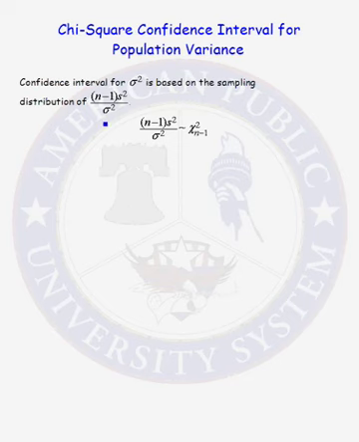of not sigma squared, but it's based on the sampling distribution of the quantity n minus 1, where n is the sample size that you use to estimate the population variance, times s squared, which is the sample variance, divided by sigma squared. That value has a chi-squared distribution with n minus 1 degrees of freedom.